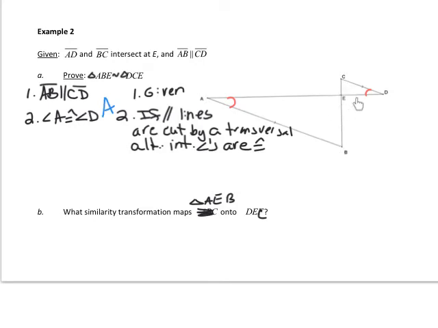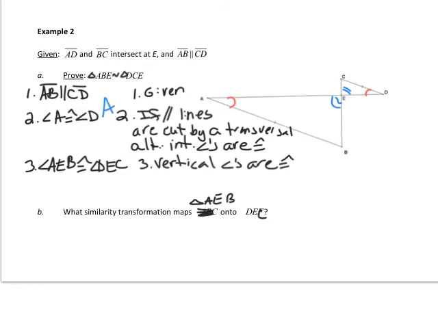Remember, this is the bow tie. So we also can have vertical angles are congruent. And that's what I'm going to write just so you have this extra reason here. So we have angle AEB is congruent to angle DEC. And my reason is going to be vertical angles are congruent.